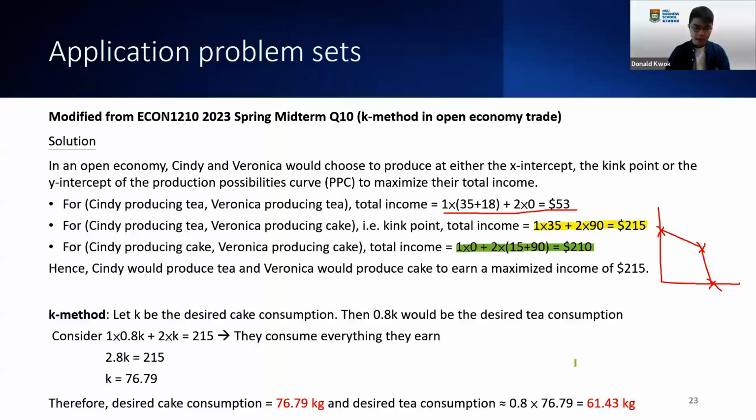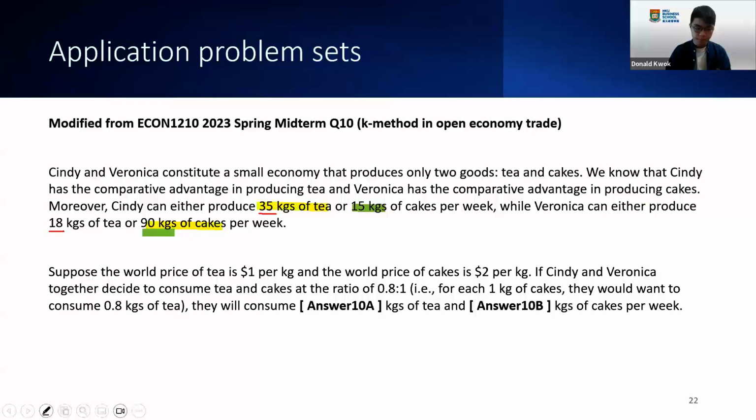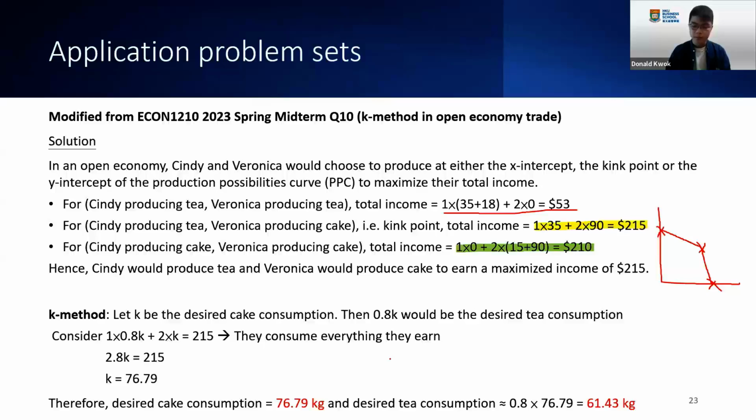What is that? If we let K be the desired cake consumption, because tea to cake is in a ratio of 0.8 to 1, then we know that tea consumption will be 0.8K. So how can we solve the unknown K here? Consider this equation where they consume everything they earn. The left-hand side of this equation is their spending on the two goods, while the right-hand side is the total income, 215, that they can earn.